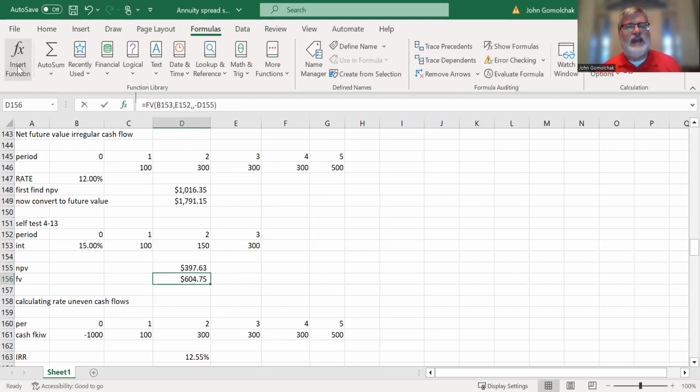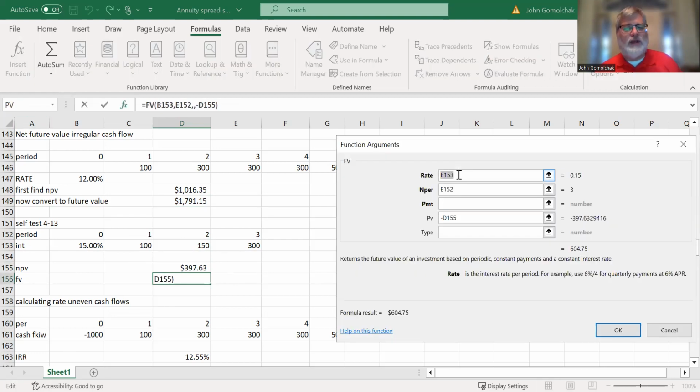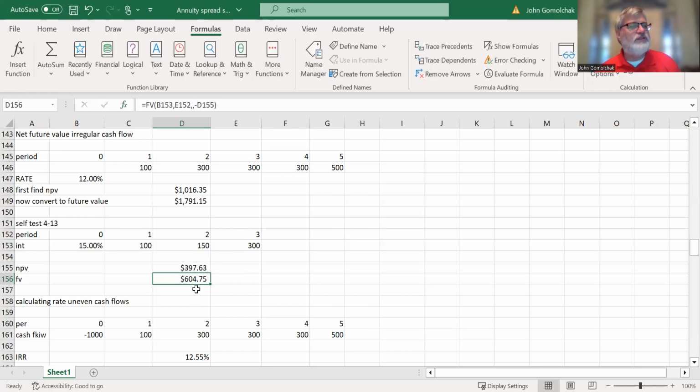Then we just use the FV function. The rate is still 15%. Number of periods is 3 this time, right there. And the present value is what we calculated before, the net present value. So when we take that into the future, $604.75, exactly what the book says we should be getting.